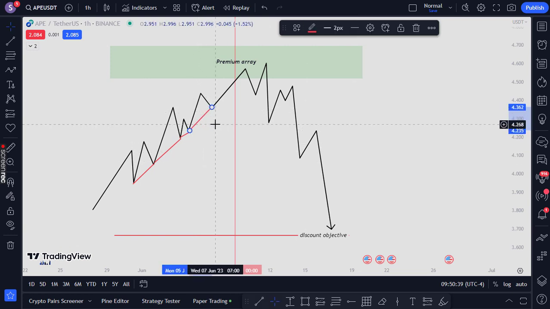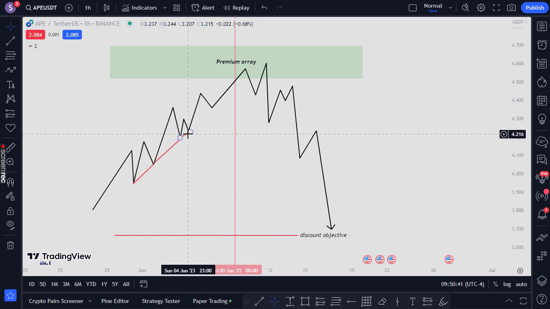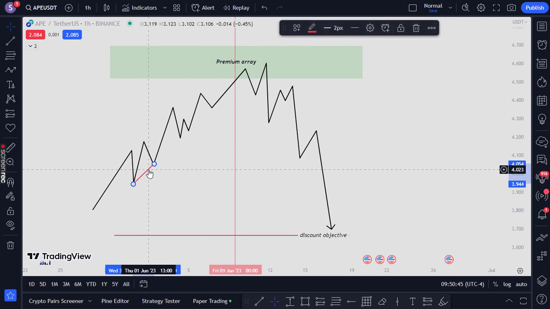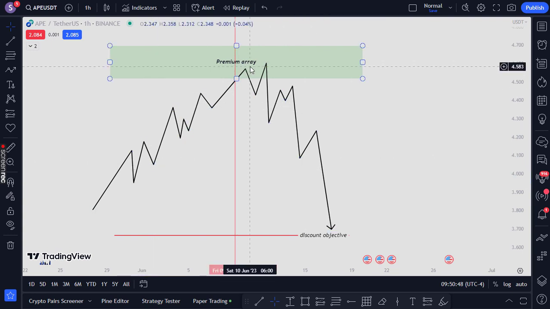All right, guys. These failed swings, after hitting a premium array or after taking a higher time frame objective, will act like a magnet to price. Price will easily run through them.